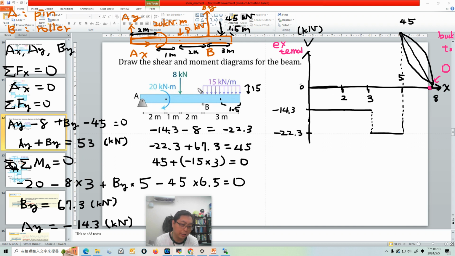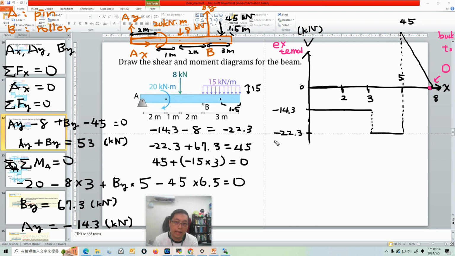The change of the shear equals the area under the distributed load. So each tiny area is the same. That means the change is the same. So it's a steady decrease. So this will be the final shear diagram. Okay, so this is a shear diagram.